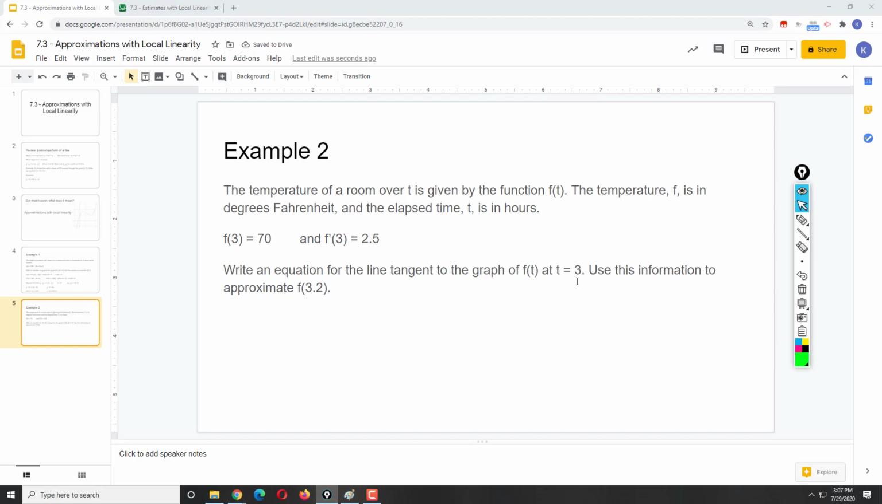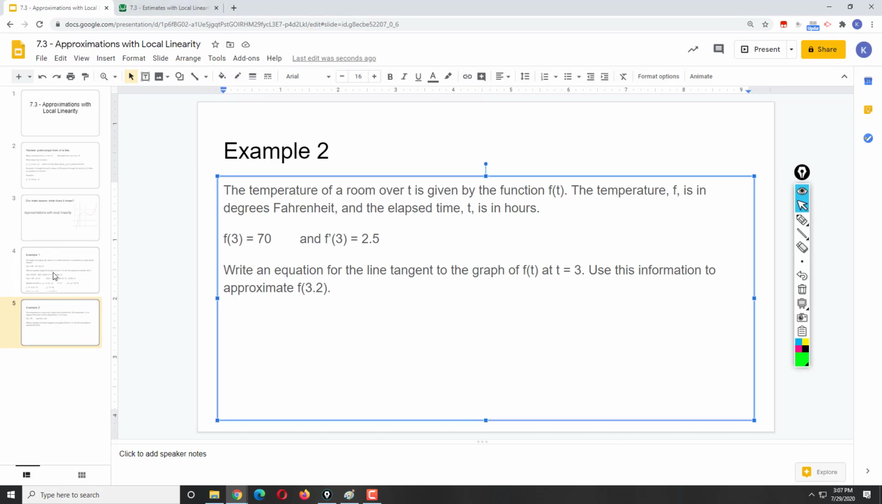Example 2. The temperature of a room over time t is given by the function f of t. The temperature f is in degrees Fahrenheit, and the elapsed time t is in hours. This time we're not given the function itself, but we're told that f of 3 is 70, and f prime of 3 is 2.5. So write an equation for the line tangent to the graph of f of t at t equals 3. Use this information to approximate f of 3.2.